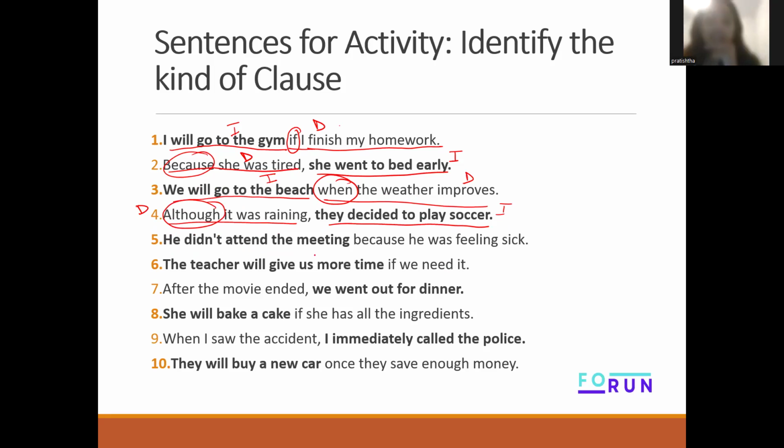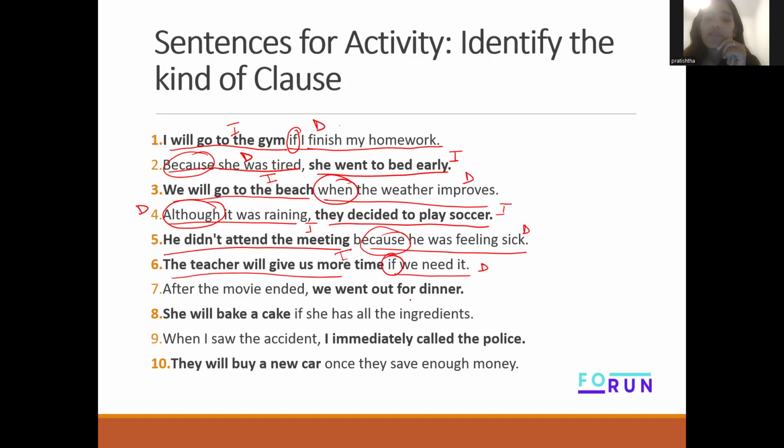He didn't attend the meeting because he was feeling sick. So he didn't attend the meeting is our independent clause. Because he was feeling sick is our dependent clause, and it gives a reason. The teacher will give us more time if we need it. Dependent, independent. And this is condition, if we need it.